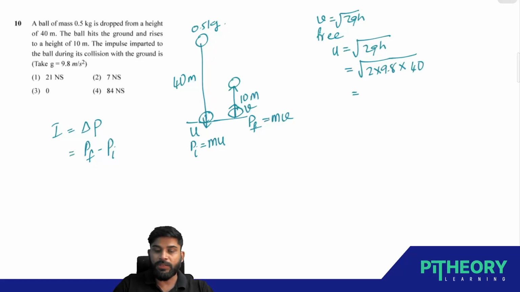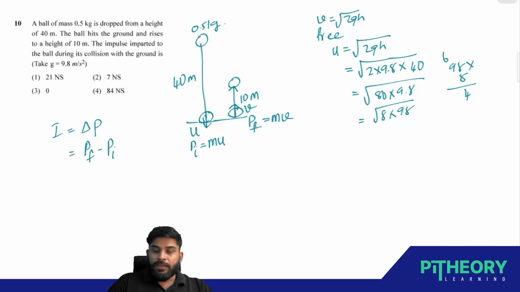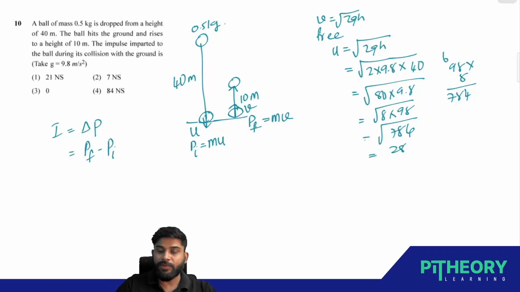So what you're going to get is root 80 into 9.8. How much is root 80 into 9.8? It's like root 8 into 98, so 98 into 8 is 784. So that is equal to root 784, which is nothing but 28. So the initial velocity is 28 meter per second. So u is equal to 28 meter per second.